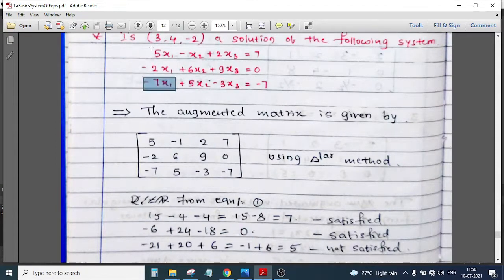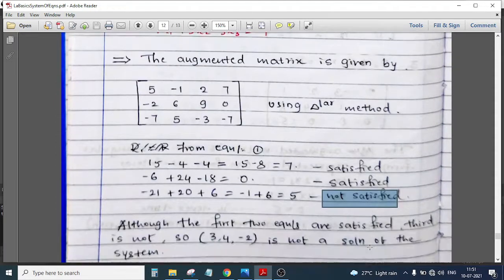So minus 7x1. So 7 3s are, what we will get here? 21. Plus 5x2. 5 4s are, what we will be getting? 20. Minus 3x3, which is minus 3 minus 2, which is plus 6. Okay. So when you add this, minus 21 and plus 20, we will be getting here minus 1. Here you already have a 6, which is equal to what now? 5. But what is the constant here in our equation? It is minus 7. So is minus 7 equal to plus 5? No. So therefore this is not satisfied.